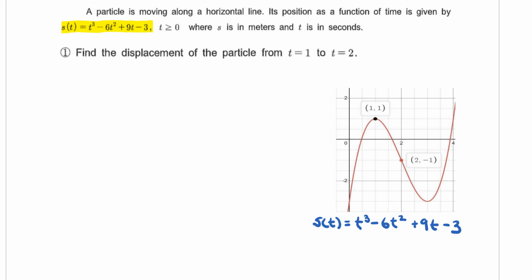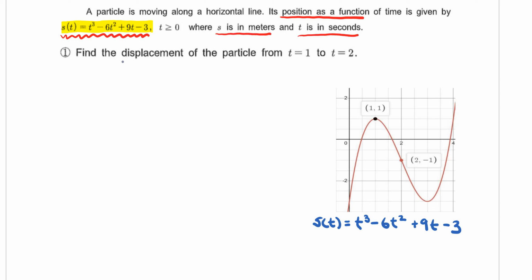All right, let's take a look at some of these physics application problems. For question number one, I have this particle that's moving along a horizontal line, and the position function is given by s of t. That's this polynomial over here, and the units are s in meters and t in seconds.